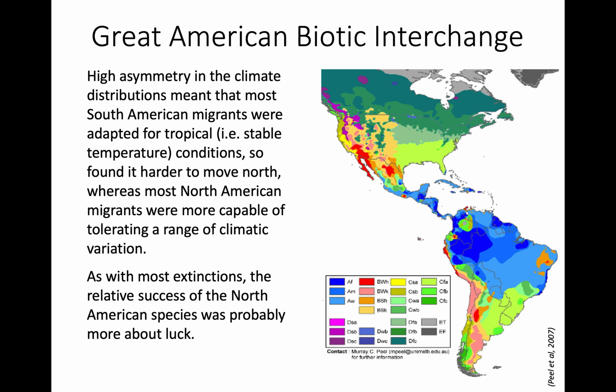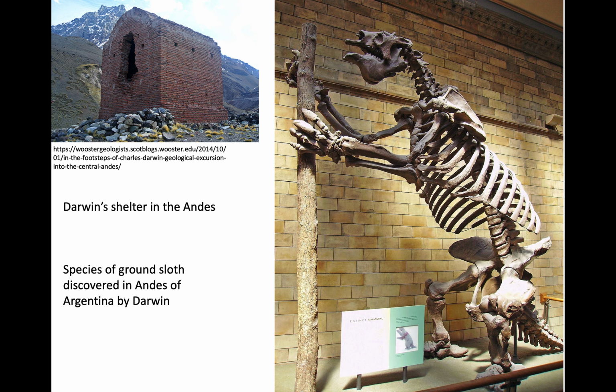On the opposite side, because of the distribution of most North American species at the time, they were adapted for a broader range of climate. They were more generalists, which means they had a better tolerance of climatic variation. So, as with most extinctions, a lot of the relative success of North American species was pretty much all about luck. Nothing else. But I really wanted to talk to you about one of my favorite examples of one of our friendly species in the Great American Biotic Interchange here.